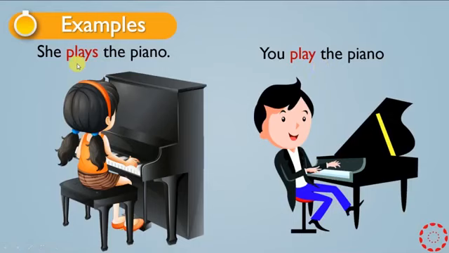In the first example, the verb play takes s because we have she as a subject. But in the second example, the verb play doesn't take s or es. We use the infinitive form of the verb because we have you as a subject.